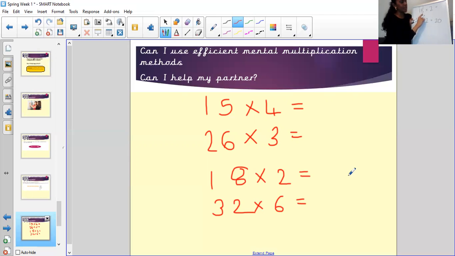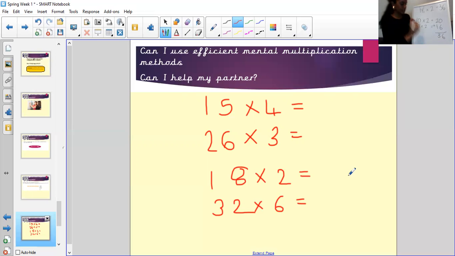And then we do 8, because there's 8 1s. 8 times 2 equals 16. And then I can add it together. 0 plus 6 is 6, and 2 plus 1 is 3. And my answer to 18 times 2 is 36.